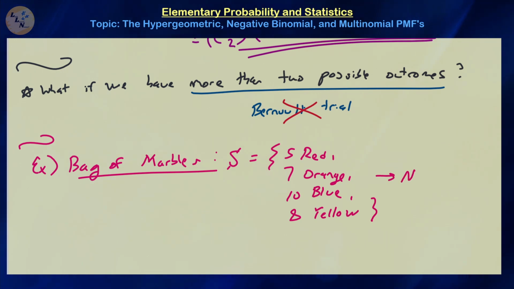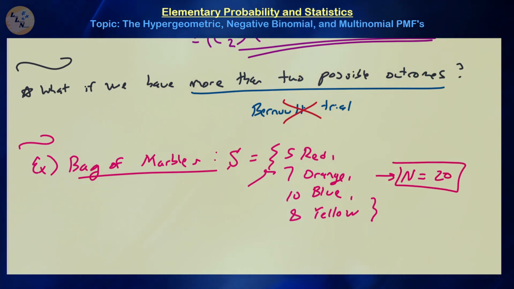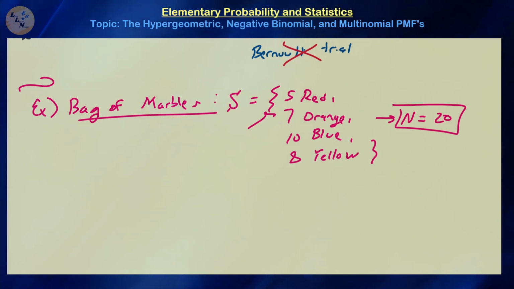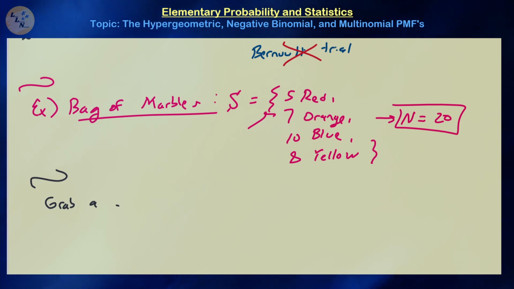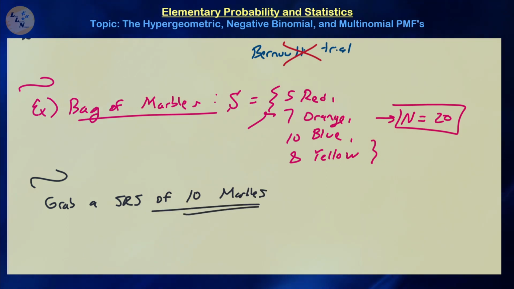So the number of objects in this bag is going to be 5 plus 7 plus 10 plus 8, which is going to be equal to what? So that's going to be equal to 12. 12 plus 8 is going to be 20, plus 10 is going to be 20. Right, so we have 20 possible objects in that bag. So now what are we going to do? Now we're going to grab a simple random sample of 10 marbles from this bag.